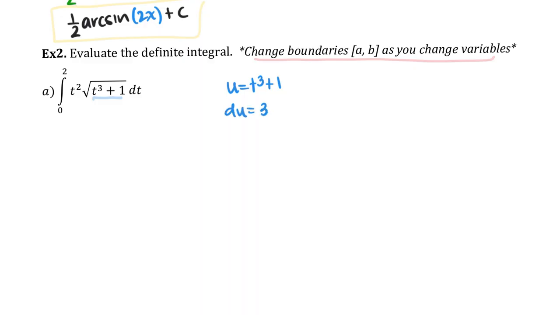Derivative is 3t squared dt. And because I know I'm going to need the dt, let me go ahead and solve for dt. Okay, now I'm going to rewrite it. I'm not going to put the numbers on it yet because I know that they are messed up.